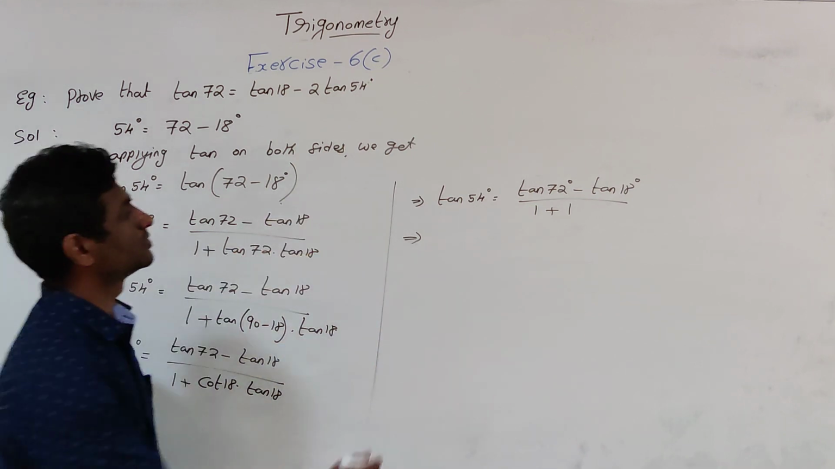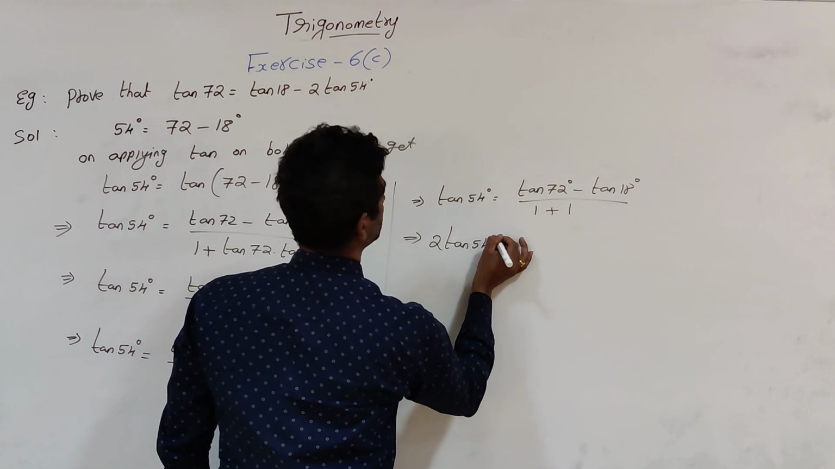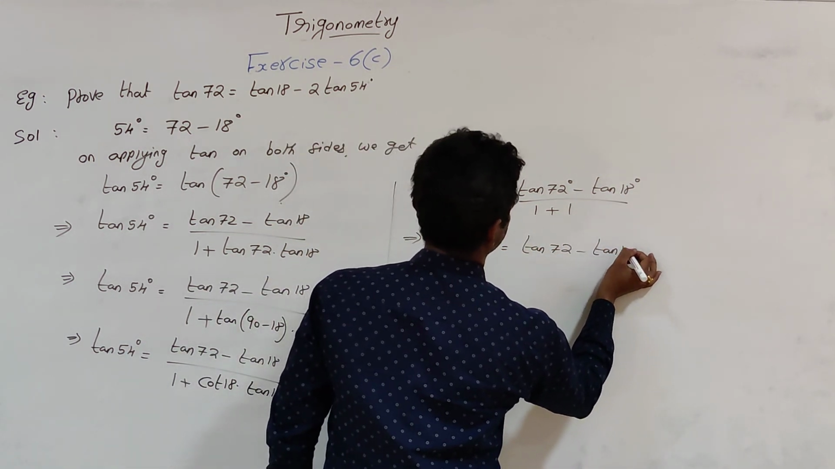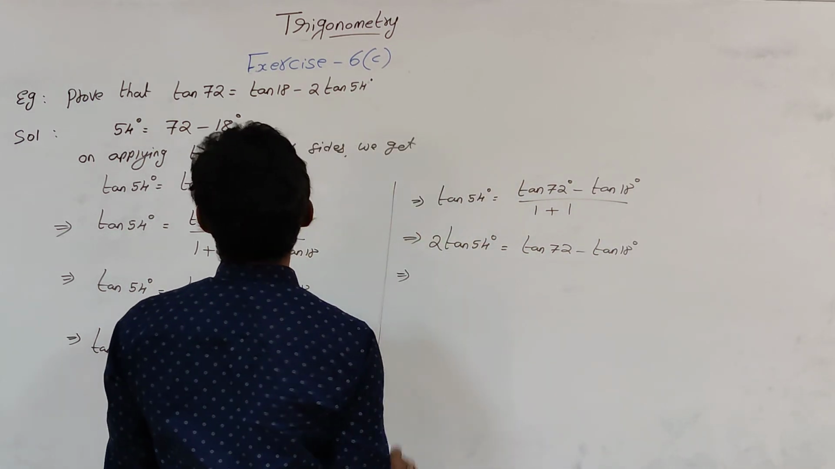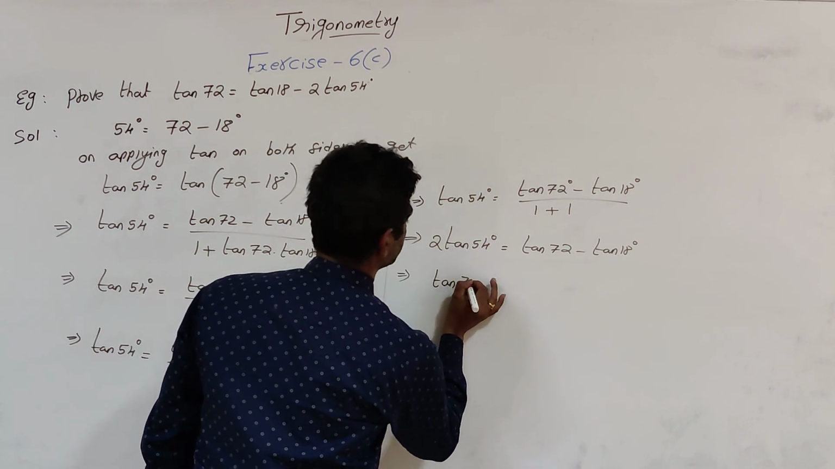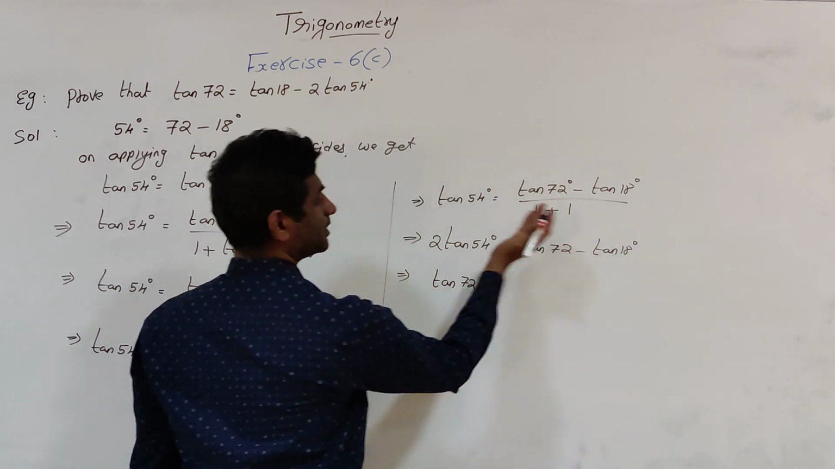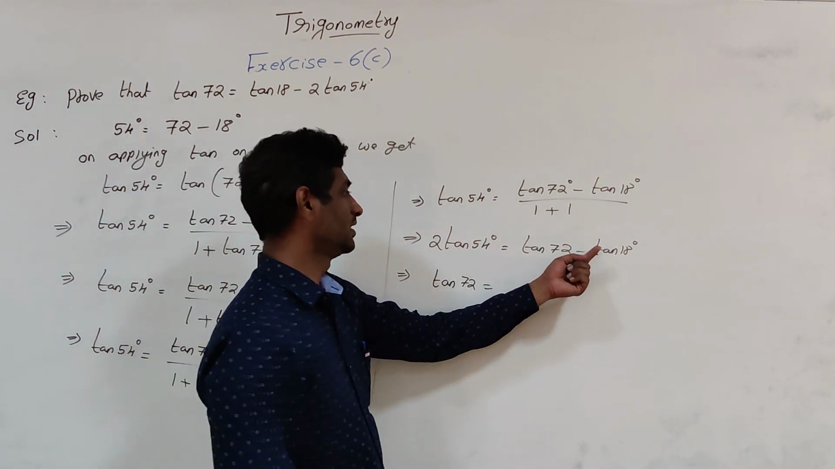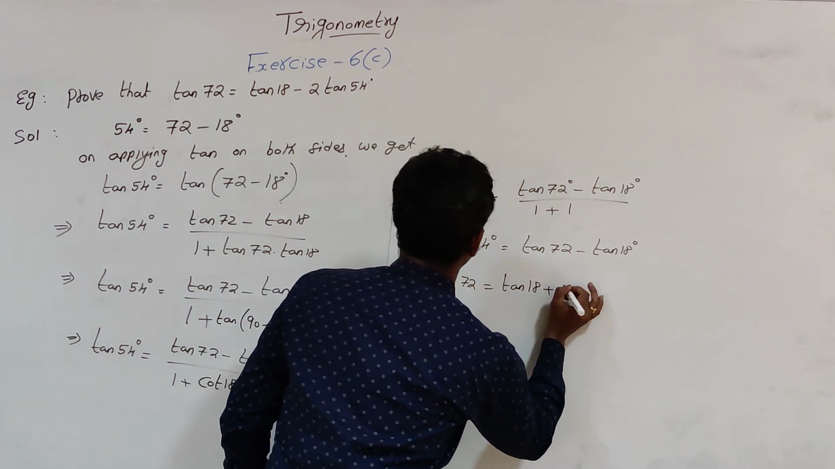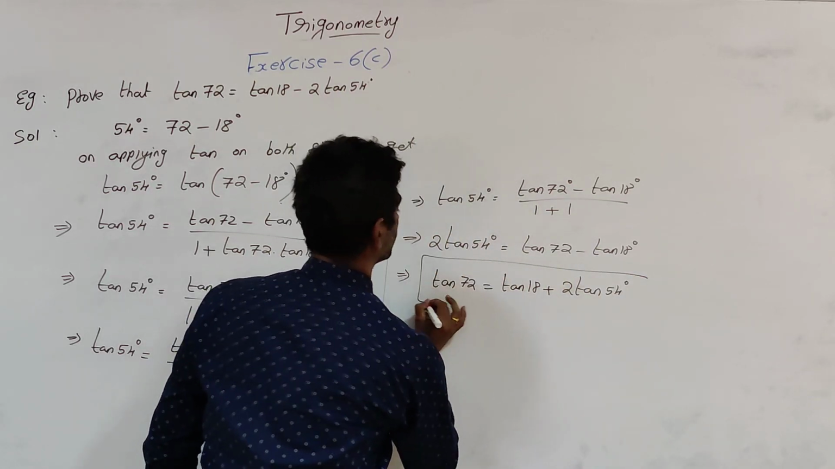If you take the cross multiplication, 2 times tan 54 is equal to tan 72 minus tan 18. Or if we simplify further, tan 72 is equal to, if we bring tan 18 to the left side, as it is minus, it will be tan 18 plus 2 times tan 54. So this is the proof.